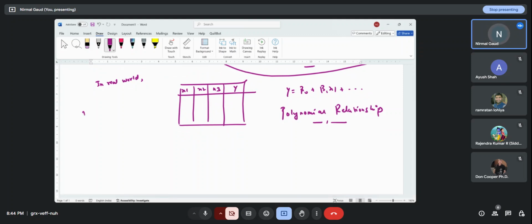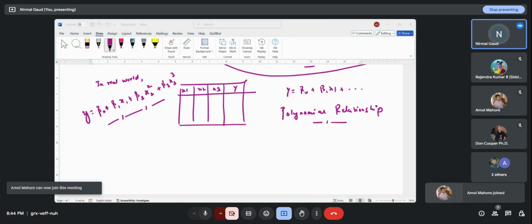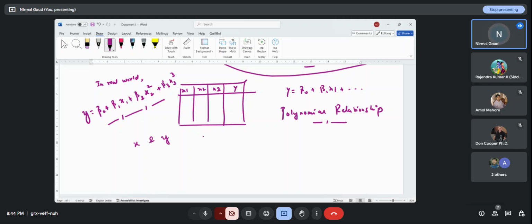How? You may have an equation like this: y equal to beta naught plus beta 1 x1 plus beta 2 x2 square plus beta 3 x3 cube. It may have a possibility for having such kind of relationship also. And if you fit such data into your linear regression model, definitely you will fail. If there is a polynomial relationship between x and y, and you are using linear regression, you will fail.